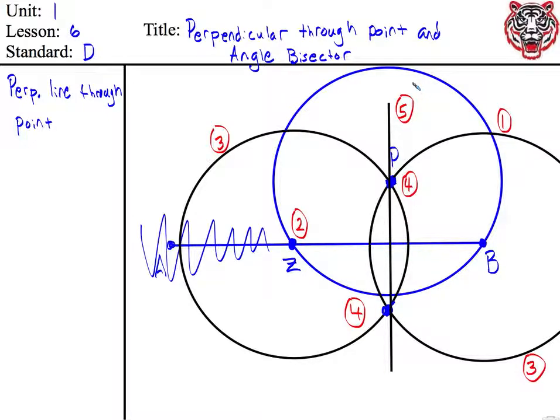All right, let's write out those steps. So you guys are going to help me for this. What was step 1? Draw a circle. What do we measure? Zebra.